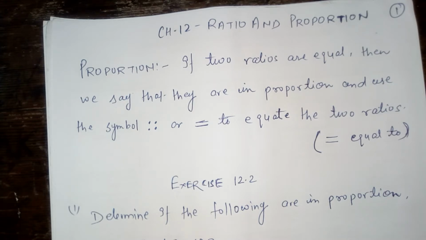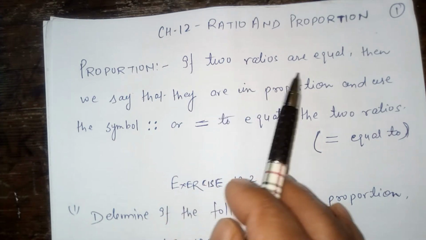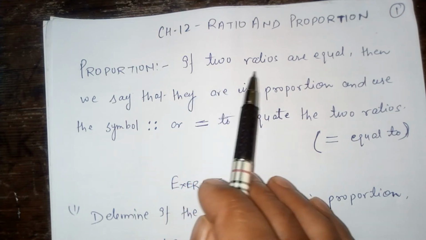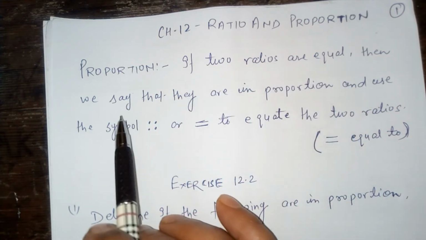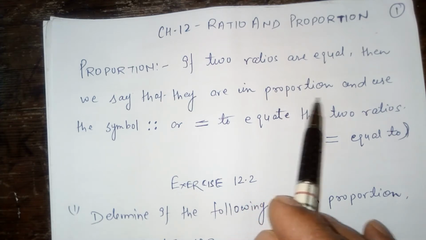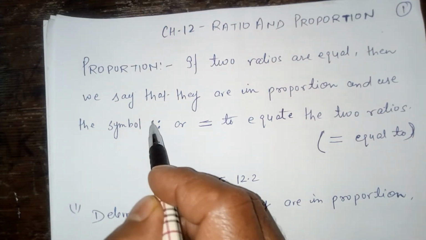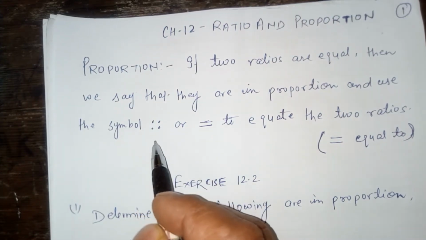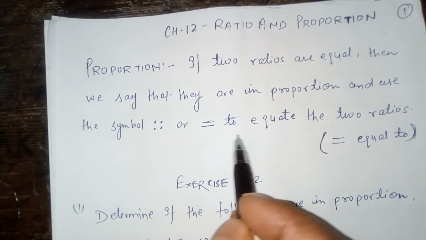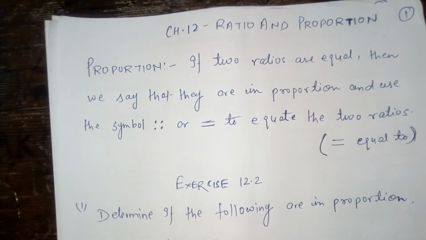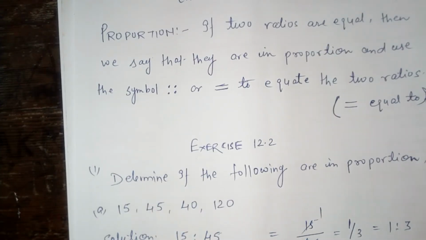Now today we will discuss what the meaning of proportion is. The definition of proportion is: if two ratios are equal, then we say that they are in proportion. We use the symbol with four dots, which means the given four numbers are in proportion, or equal, equating the two ratios. Okay, my dear students, now we will discuss some problems.